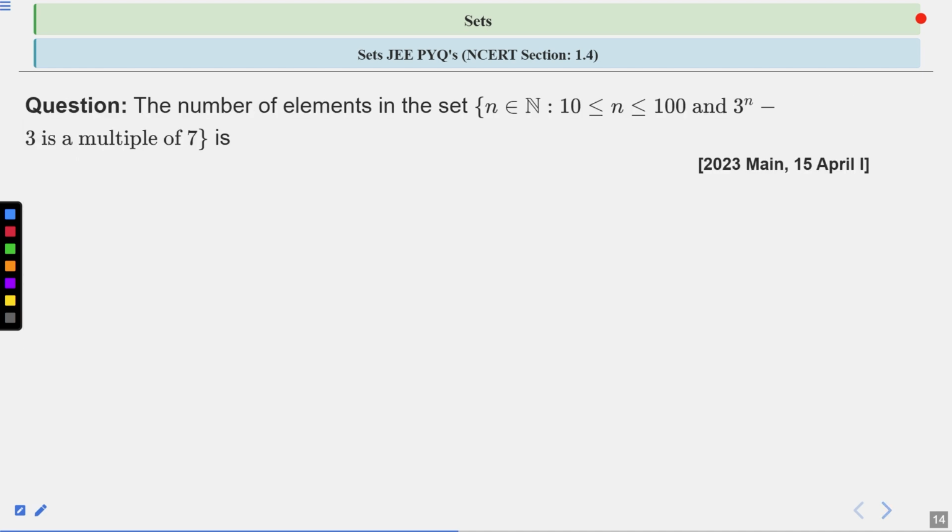This question, interesting question. You are provided with this set builder form. The collection of all natural numbers n such that the natural number must be greater than or equal to 10 and less than or equal to 100, also satisfying that 3 raised to the power n minus 3 is a multiple of 7. So this is the set builder form of your set, and you have to find out the number of elements in the set. Okay. You'll have some seconds to try this problem, then afterwards we will move on to the solution slide. So your time starts now.